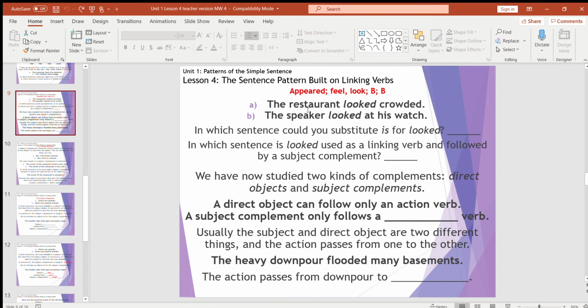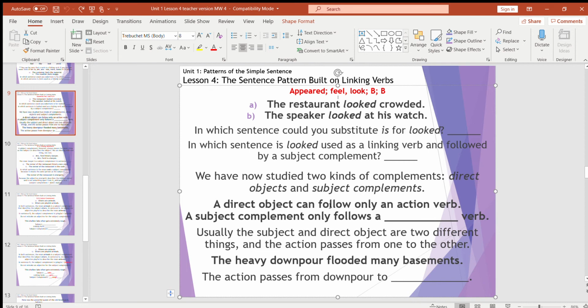Well, either the watch is the speaker or crowded is the restaurant, and that would be A. So looked is being used as a linking verb in this sentence. All right. So there have been two types of complements. Remember, complement just means it finishes off a sentence. There's the direct objects and then the subject complements.